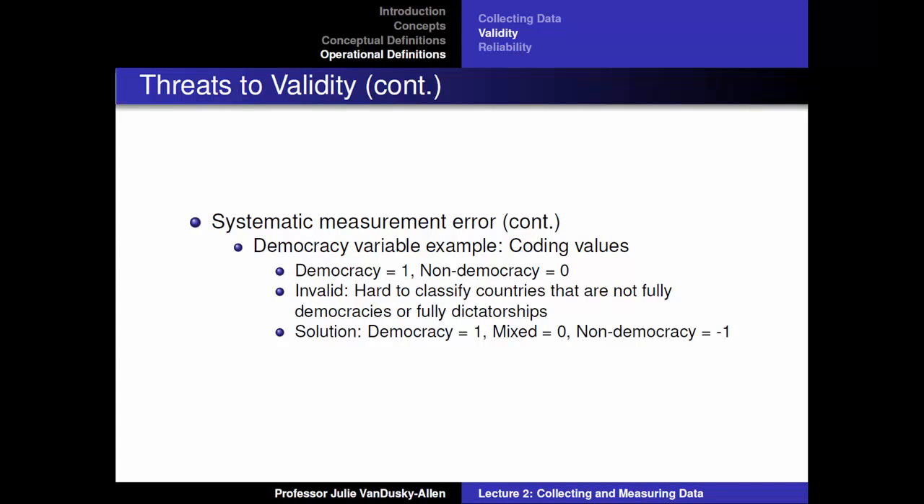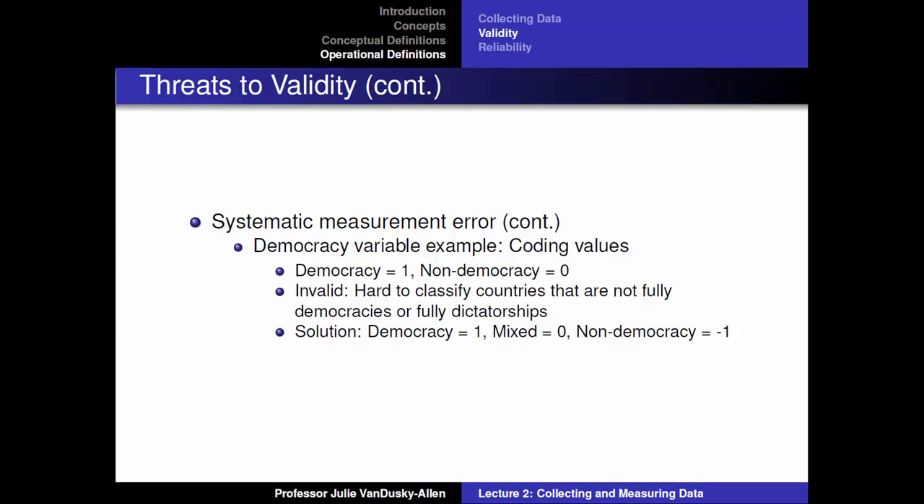The way we code our variable could also lead to systematic measurement error. Recall that we coded non-democracies as 0 and democracies as 1. It is easy to classify countries that are purely democracies or purely non-democracies, but there are several countries throughout the world that are not clearly democratic or non-democratic. Russia is a perfect example. There are elections in Russia, but leaders are rarely held accountable for their actions. Should Russia be classified as a democracy or not? It is a tough question.